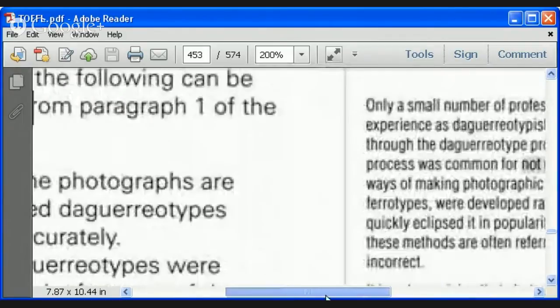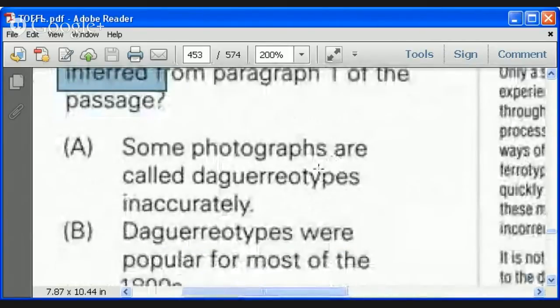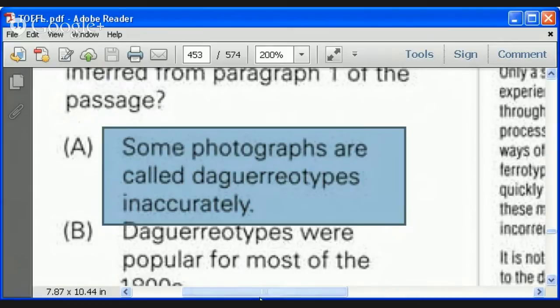All right. So from that information, what can we assume? What we're assuming is going to be very clear from the information. The most obvious answer. We're going to start out using POE, process of elimination. Ruben, you were first in. So what do you think of the first answer?